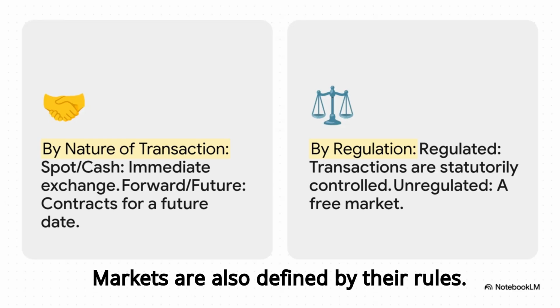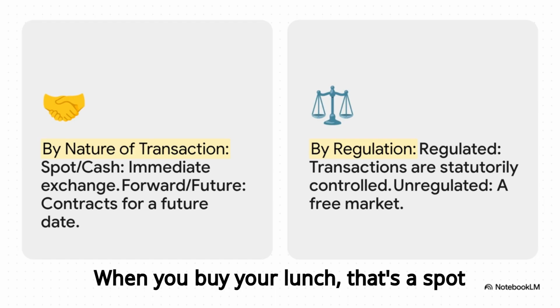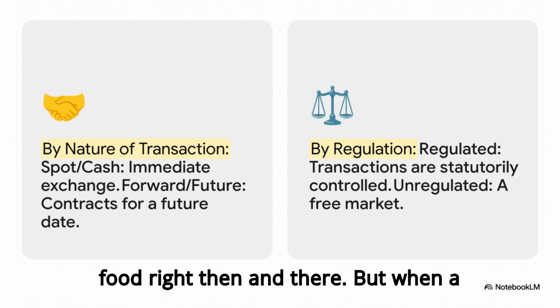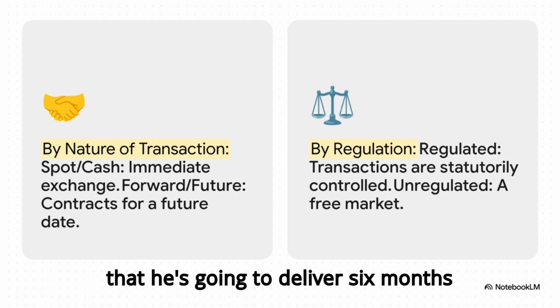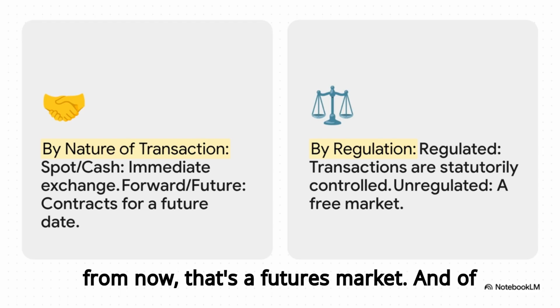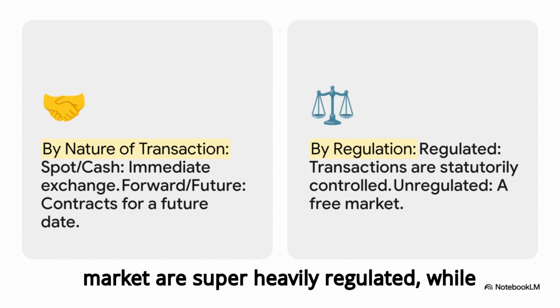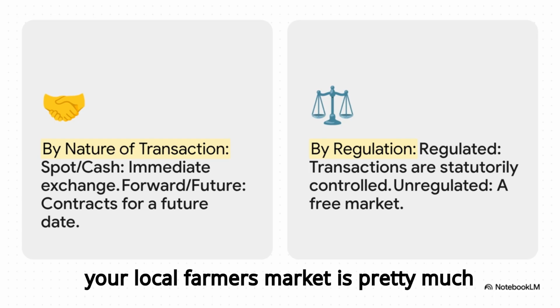Markets are also defined by their rules. When you buy your lunch, that's a spot market. You pay your cash, you get your food right then and there. But when a farmer agrees today on a price for a crop that he's going to deliver 6 months from now, that's a futures market. And of course, some markets, like the stock market, are super heavily regulated, while your local farmer's market is pretty much a free-for-all.